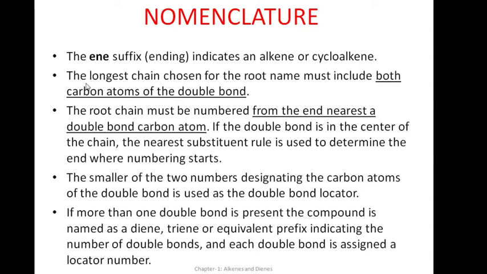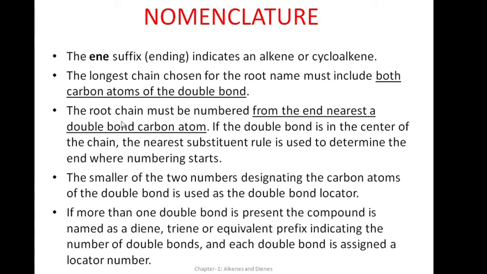The next point which you have to bear in mind is that the longest chain chosen for the root name must include both carbon atoms of the double bond. You cannot leave the carbon-carbon double bond and choose the longest chain. The longest chain in case of alkene should include the carbon-carbon double bond containing carbon atoms.